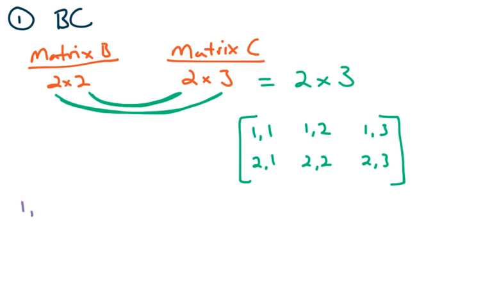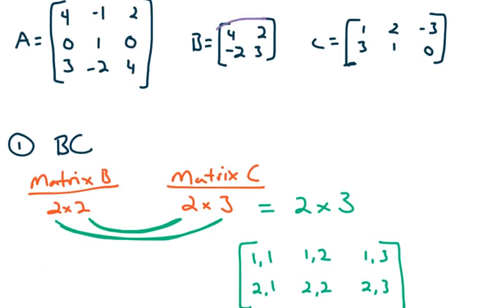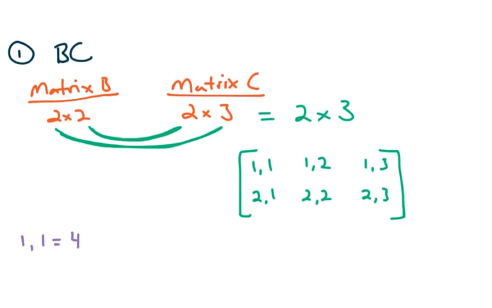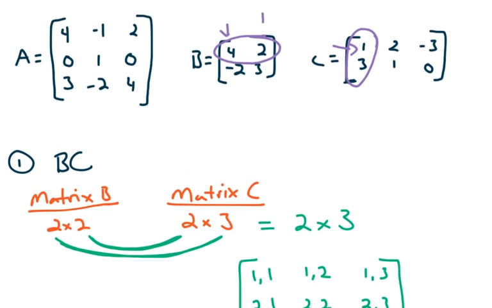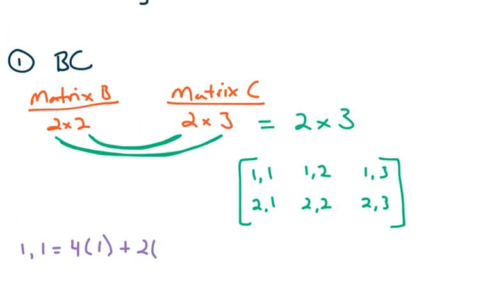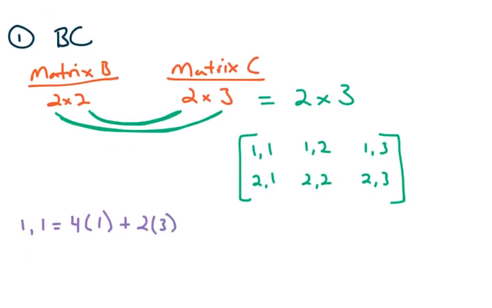So for row 1, column 1, we're going to take row 1 from matrix B times column 1 from matrix C, and we're going to take the first entry times the first entry. So we take the first entry 4 in row 1 times the first entry in column 1, which is a 1. And then we're going to add, and keep going. As we move to the right, we're going to move down. So we take 2, the second entry in row 1, times 3, the second entry in column 1, and add those together. So 4 times 1 is 4, 2 times 3 is 6. So the first row, first column entry in my product is going to be 10.